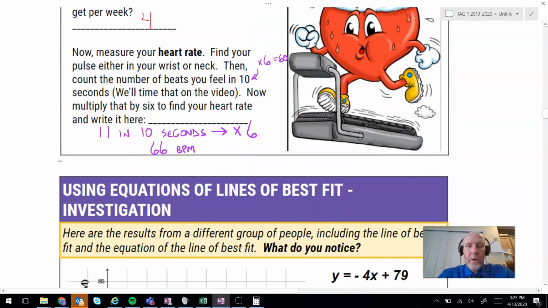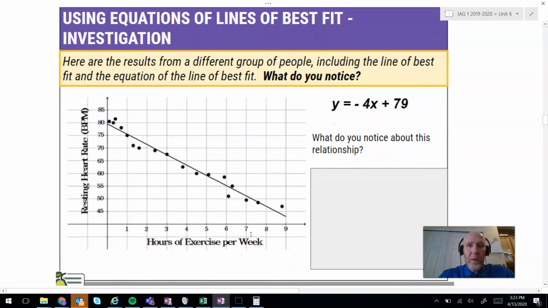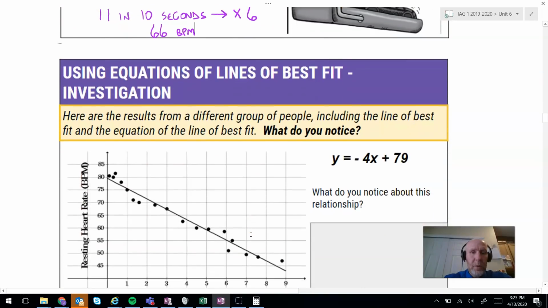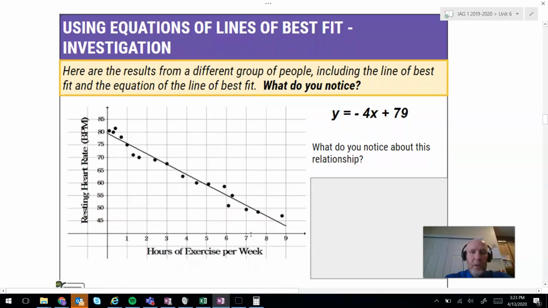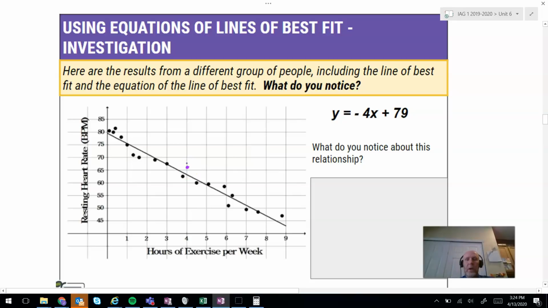All right, let's see how that compares. Here are the results from a different group of people, including the line of best fit and the equation of the line of best fit. You may have been in a different place, but I said about 4 hours per week, and my heart rate was 66. So at 4, I was at about 66. I was pretty close. Where do you fit in on this?